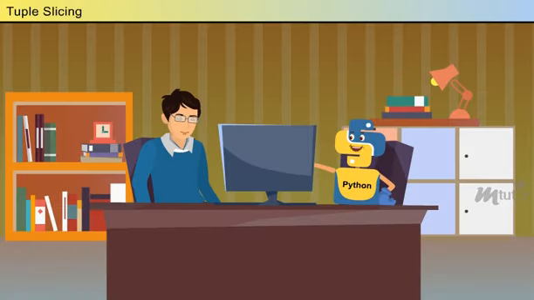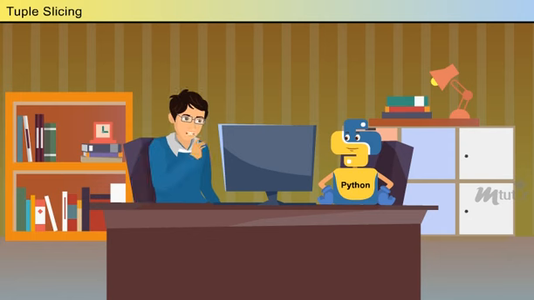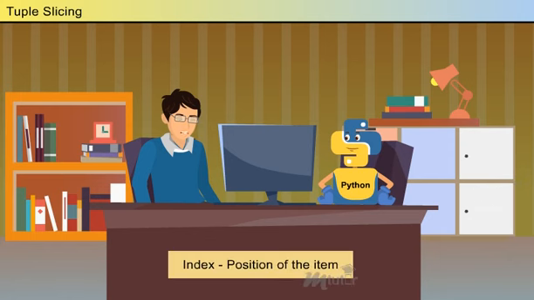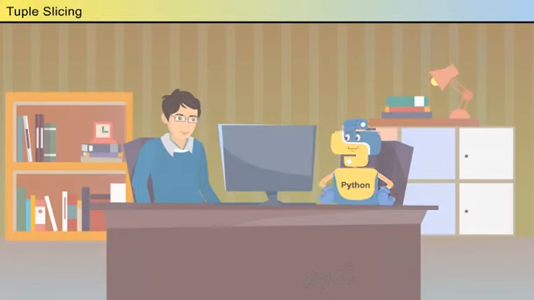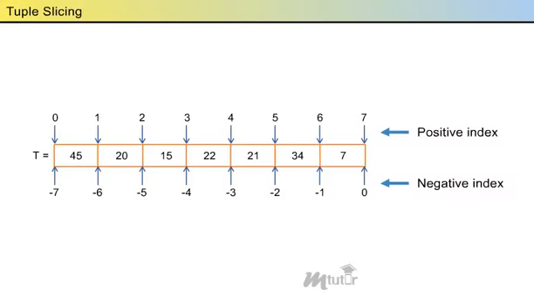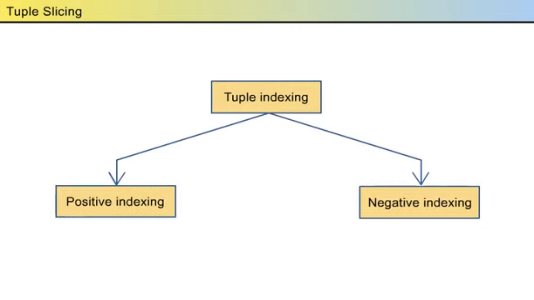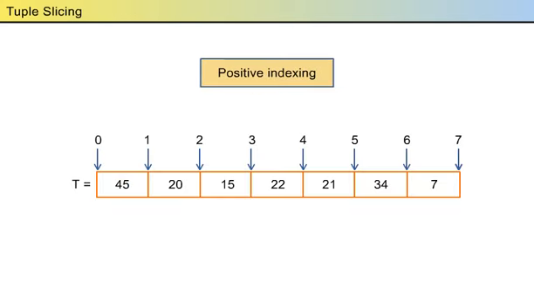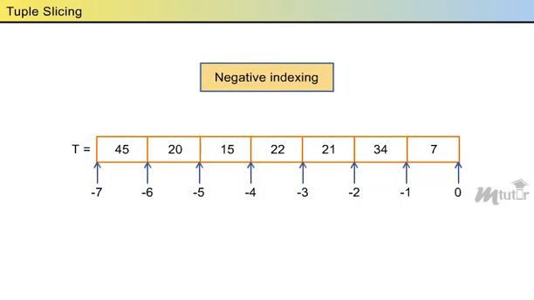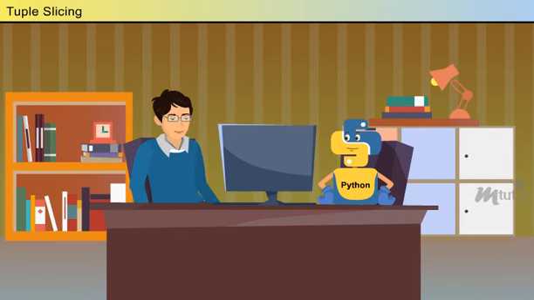I think you know about indexing, which we learnt in string and list slicing. Yes, Mr. Python. It refers to the position of the item. Exactly, Naveen. The tuple also supports indexing for all the items in it. A tuple can support two types of indexing: positive indexing and negative indexing. Positive indexing means ordering the items from the first position until the last. Negative indexing means ordering the items from the last position to the first. So, we can slice the tuples based on the index values.